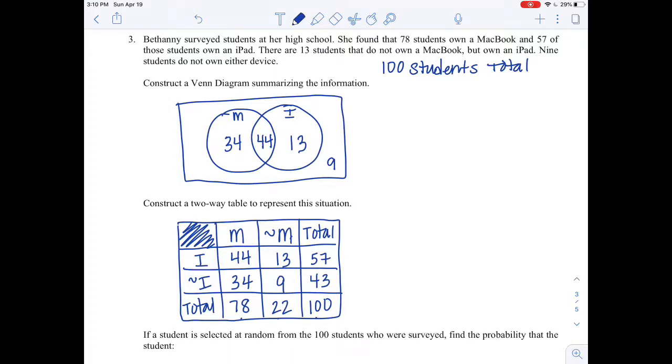So again, this is an advantage of the two-way table over the Venn diagram, is that there are already spaces for every piece of information given. You don't have to be limited to just portions of circles.